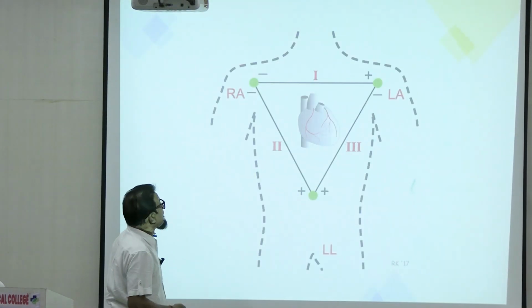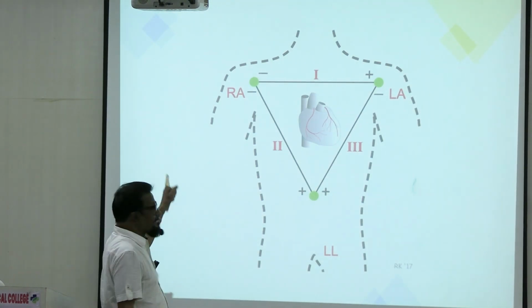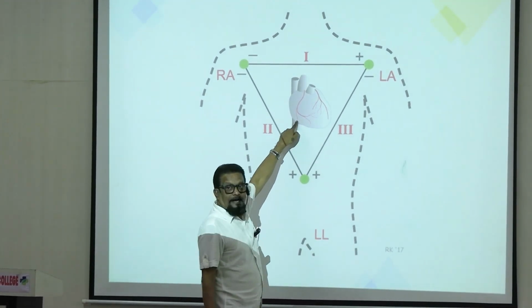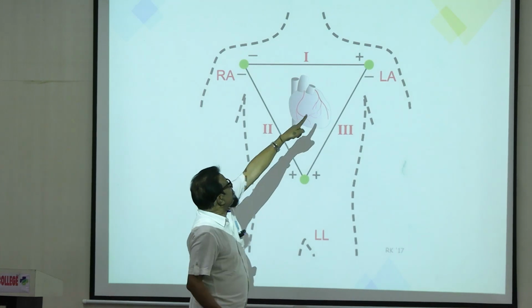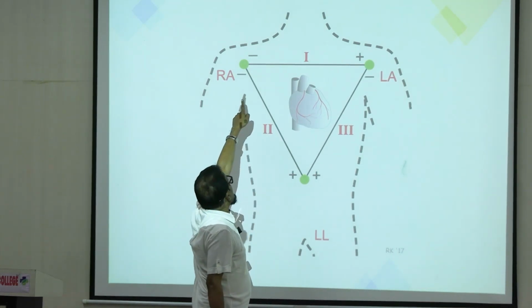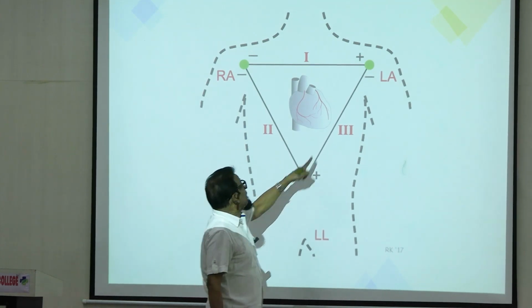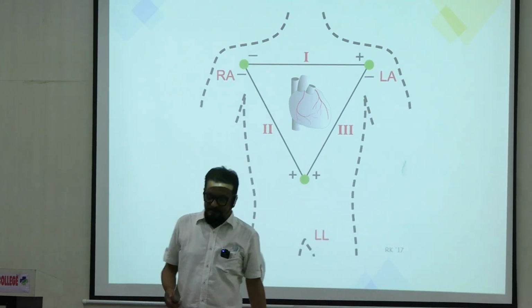As a result, what can we get? This. Okay, now we can get this. So this is the Einthoven triangle. At the center, it is the heart. Okay, always you have to remember, for lead 1, that side is positive, this is negative. For lead 2, this is negative, this is positive. For lead 3, that one is negative, this one is positive. It has to be remembered always.